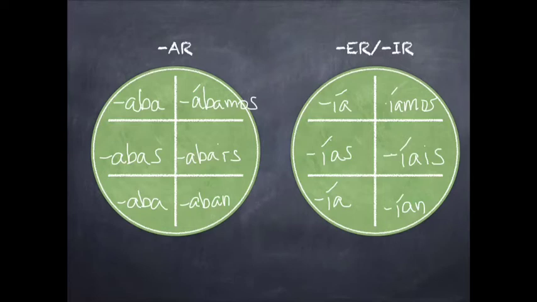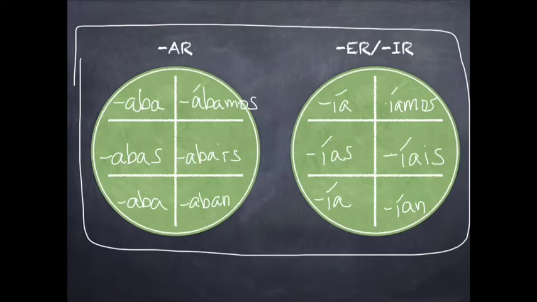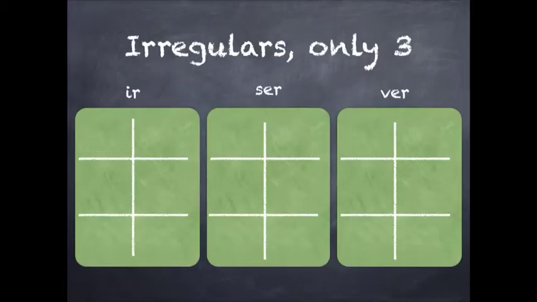Now let's look at the only 3 irregulars in the imperfect tense. There's only 3. So you memorize this chart right here for the imperfect, and then you memorize the 3 irregulars, which makes it tons easier than the preterite tense. Okay? So here we go. There's only 3, and they are ir, ser, and ver.